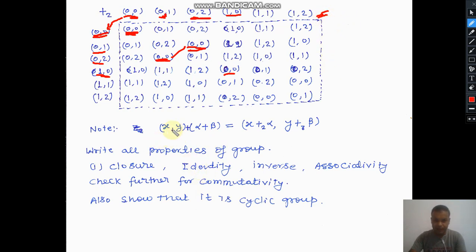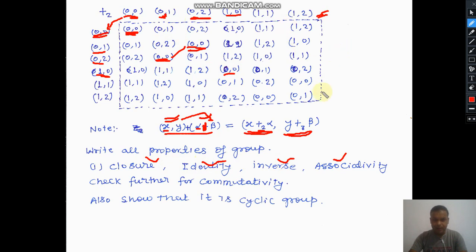This is the rule by which I am adding these 2 elements. This is the first ordered pair, alpha comma beta. If this is an element of the first group and this is an element of the second group, when you add x with alpha, then addition under modulo 2 will work because it is the first element of the ordered pair. While you add beta and y, then addition under modulo 3 will be performed because this is the second element from Z3. So a student will write all 4 properties to prove that this is a group.